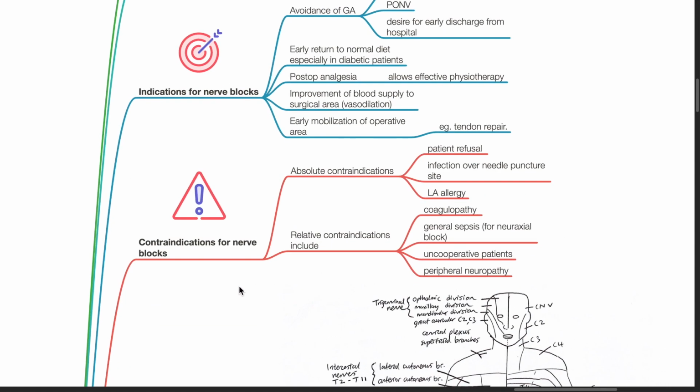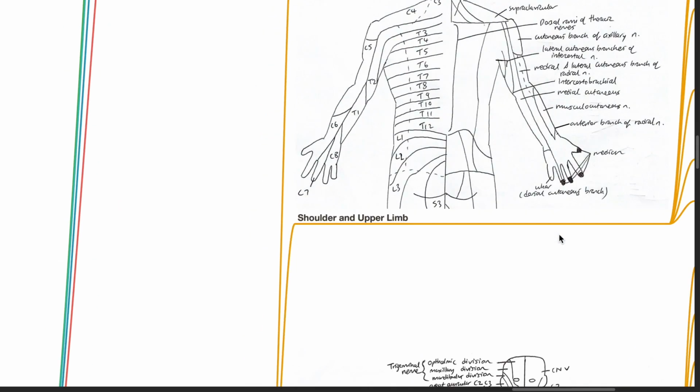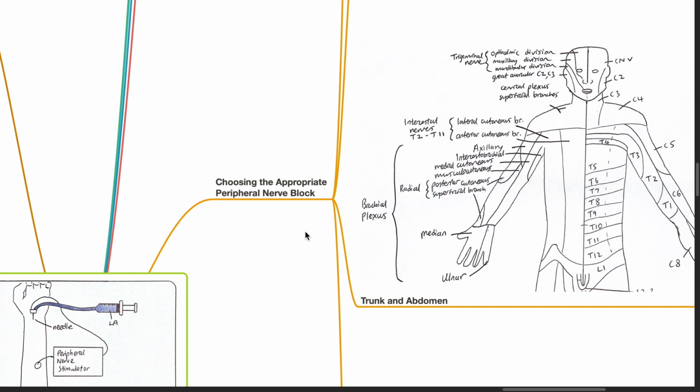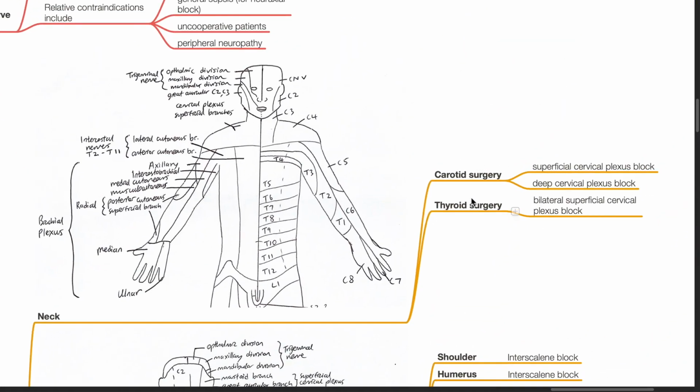Contraindications for nerve blocks. Absolute contraindications include patient refusal, infection over needle puncture site, and local anesthetic allergy. Relative contraindications include coagulopathy, general sepsis, uncooperative patients, and peripheral neuropathy. Choosing the appropriate peripheral nerve block. For carotid surgery, superficial cervical plexus block or deep cervical plexus block. Thyroid surgery, bilateral superficial cervical plexus block.